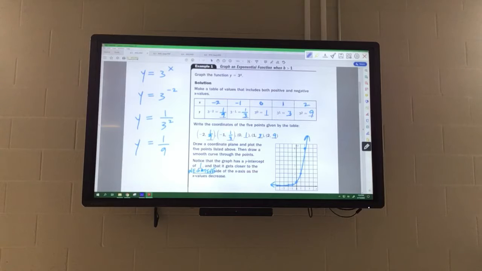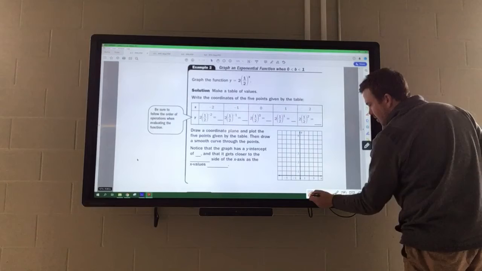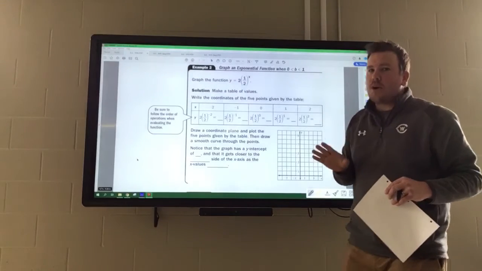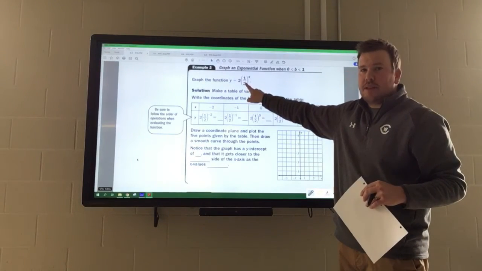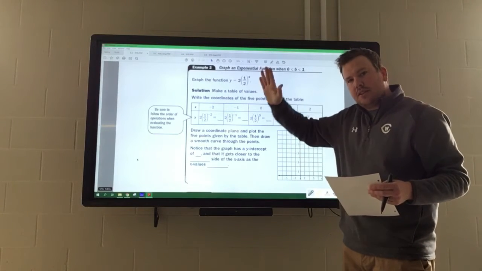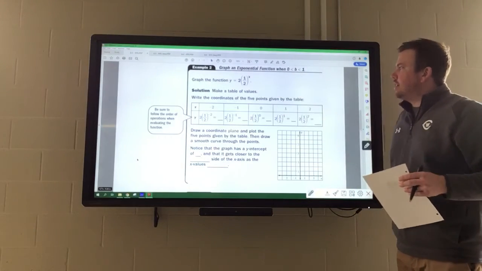Example 2. In example 2, we are going to graph the exponential function y is equal to 2 times 1/2 to the x power. Now, what you should notice here is my b value, the number that's being raised to that power of x, is less than 1, meaning we're going to be showing exponential decay. All right? Same idea. Let's do a table of values.